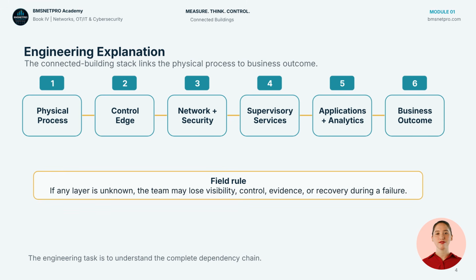This stack connects the physical process to the business outcome. At the bottom are HVAC, electrical systems, meters, sensors, and actuators. Above that are controllers, supervisors, gateways, and local logic. Then come Ethernet, routing, VLANs, firewalls, monitoring, servers, databases, identity, APIs, dashboards, analytics, and business reporting. The professional task is not to memorize the stack. The task is to understand the dependency chain. If any layer is unknown, the team may lose visibility, control, evidence, or recovery during a failure.